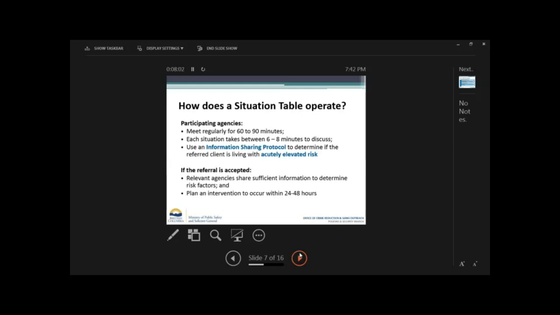And we have an information sharing filtered structure that ensures that all of your conversations stay on track, using a 4-filtered approach, and that you don't share any information that you don't need to. It's kept very lean. We use an information sharing protocol to determine if the referred client is living with that criteria that I just mentioned, the acutely elevated risk. So if you find that your client meets that threshold for acutely elevated risk, you would accept the client to the table, and then all of the relevant agencies would share sufficient information to determine the risk factors, and you would intervene quite quickly thereafter.